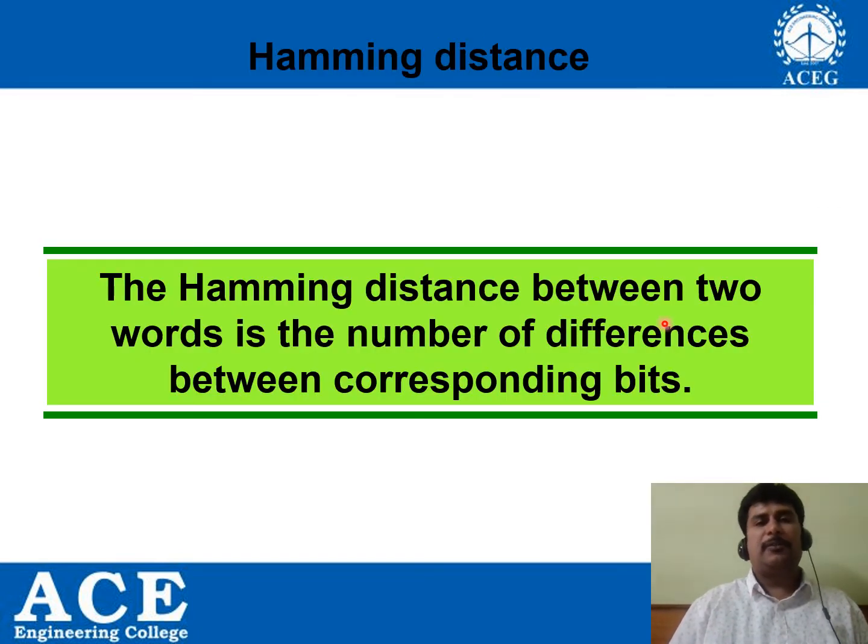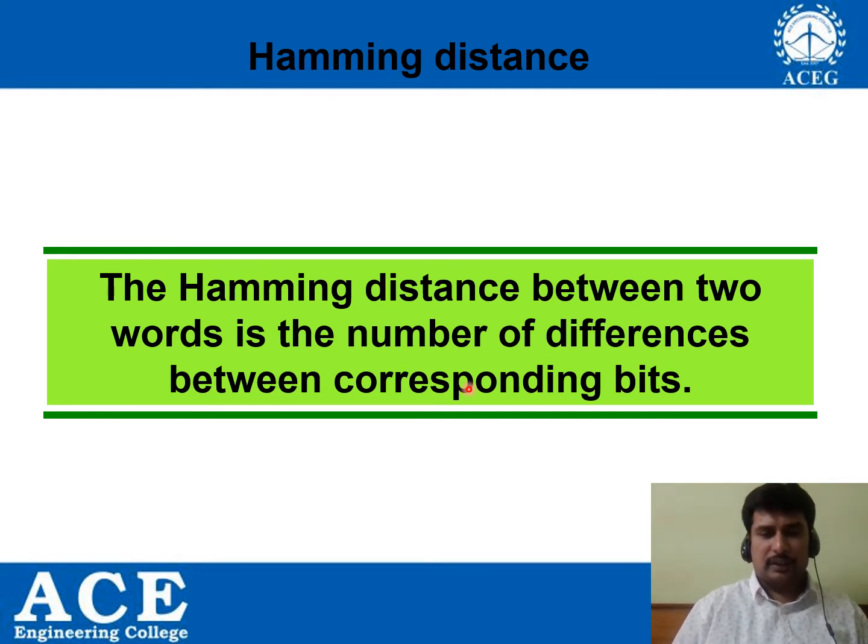Right. The first error detection technique which we are going to discuss is called Hamming distance. In Hamming distance, we have the next concept called minimum Hamming distance. But let us first try to understand what we mean by Hamming distance and how it is associated with error detection and correction. Okay, now Hamming distance between two words is the number of differences between the corresponding bits.